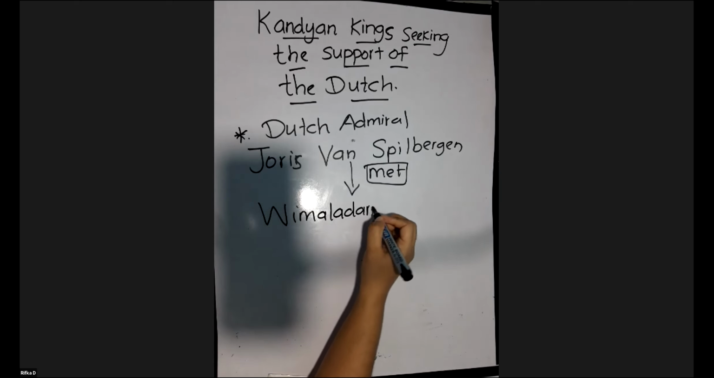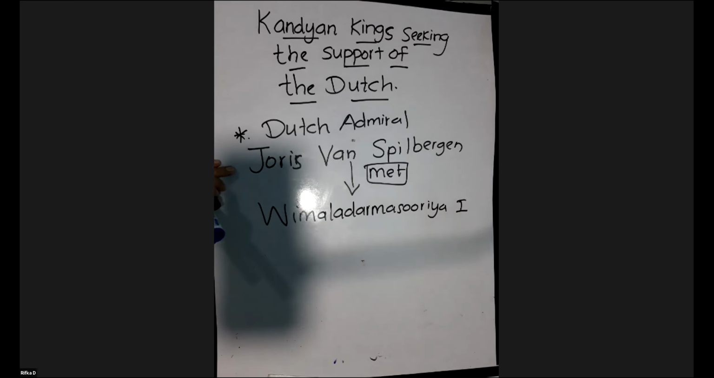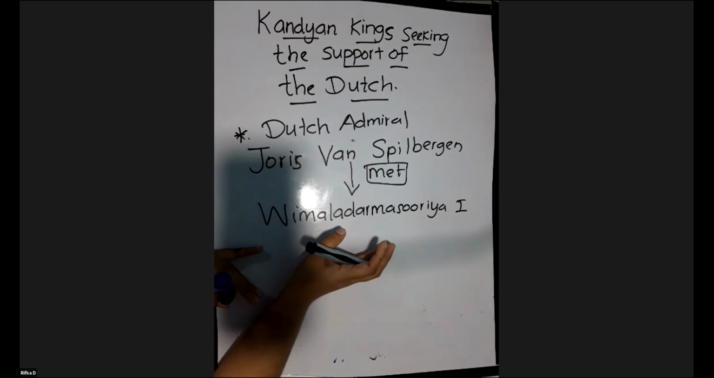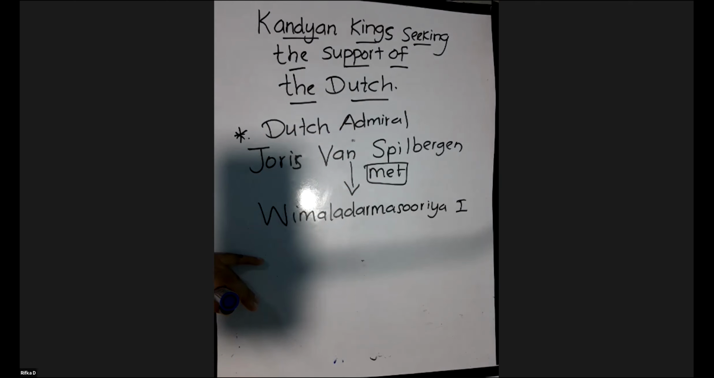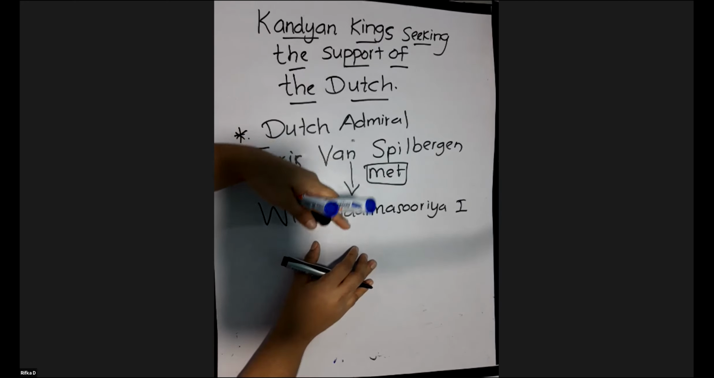Vimala Dharma Surya the First. So Joris van Spilbergen met Vimala Dharma Surya the First. At the time when Joris van Spilbergen met Vimala Dharma Surya, he was highly disappointed. Why was he disappointed? Because of the activities of whom? Yes, because of the activities of the Portuguese. So Vimala Dharma Surya the First was totally disappointed.